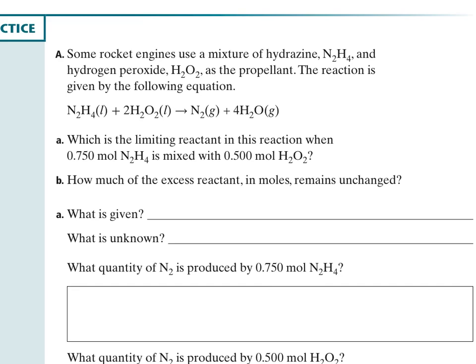I do. So question A says which is the limiting reactant in the reaction when so many moles of hydrazine are mixed with so many moles of hydrogen peroxide? And then how much of the excess reactant in moles remains unchanged? So here's what we're doing. Problem A, we're doing a calculation to know which one is going to run out first. Then in problem B, we're doing a calculation to see, of the one that's excess, how much is left over, like those 5 moles of oxygen gas that we saw in the diagram. So do you have a visual for what we're doing?